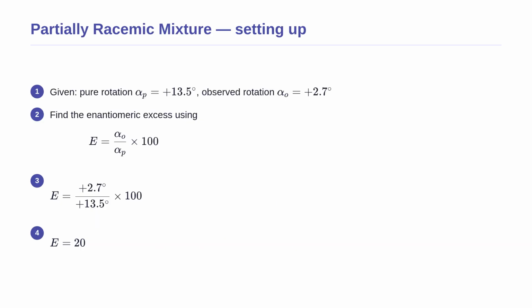Let us see these formulas in action with a concrete example. A student synthesizes a chiral alcohol. We are given that the pure right-handed enantiomer has a specific rotation of positive 13.5 degrees. The student measures their mixture and observes a rotation of positive 2.7 degrees. We are asked to find the exact percentages of both enantiomers. We choose the enantiomeric excess formula first to find out what fraction of the maximum possible rotation we actually achieved. We plug in positive 2.7 for the observed rotation and positive 13.5 for the pure rotation.